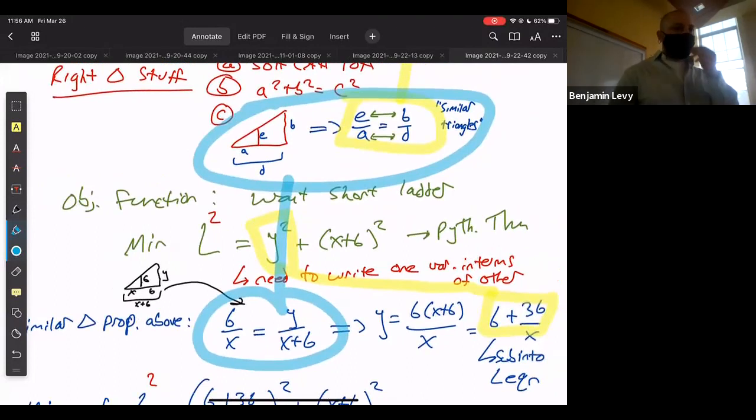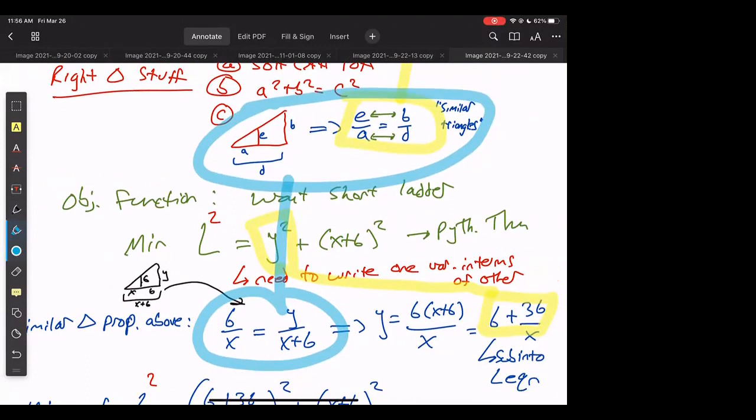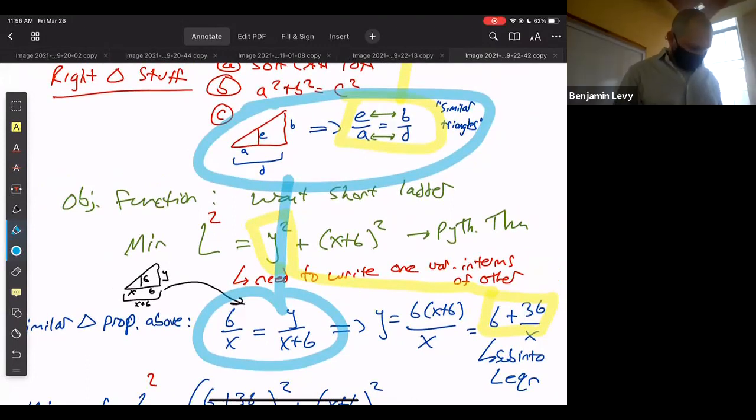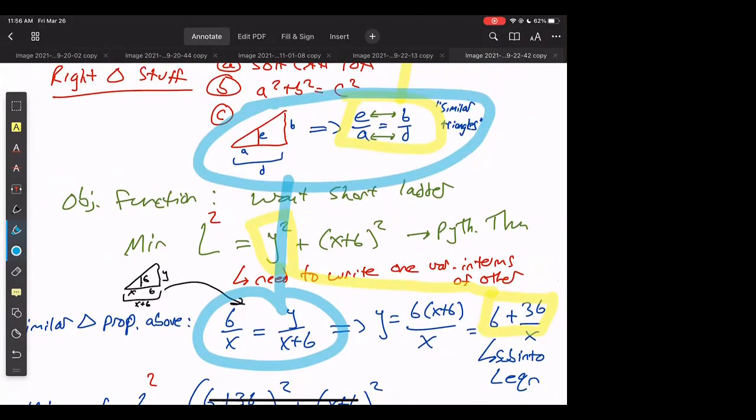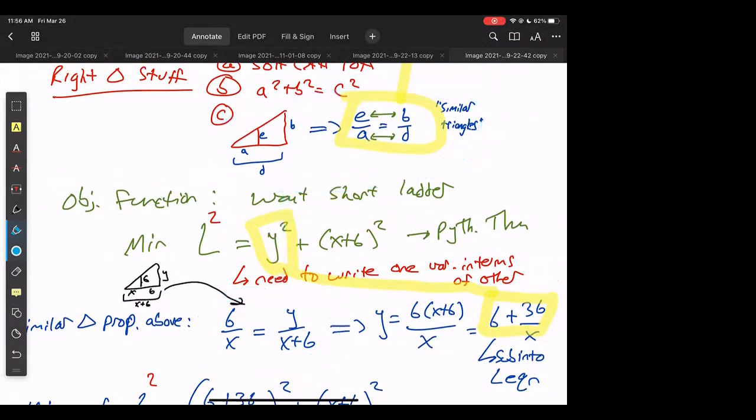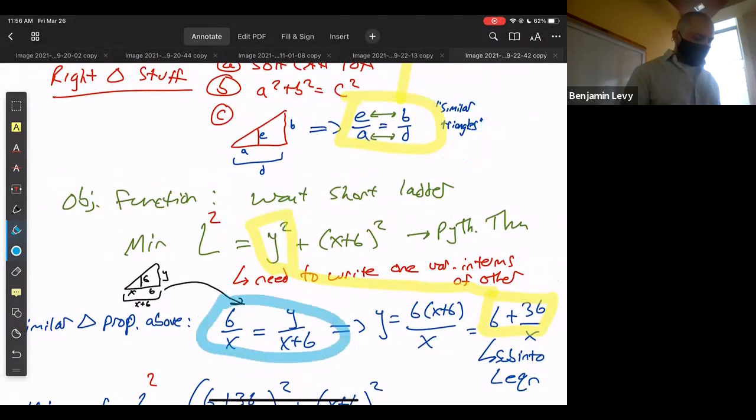Other thoughts at all from anyone? Where did the x go? Where did the x go and what? The 6x cancel over x equals y over x plus 6. So we solved this equation for y, which became this. And then that simplified into this.